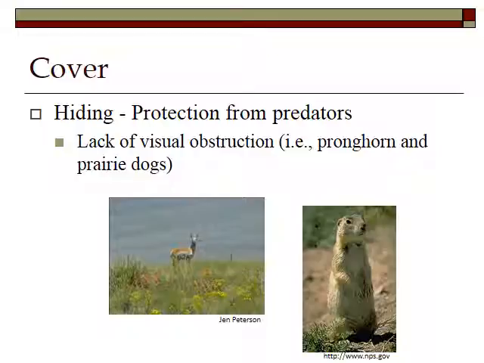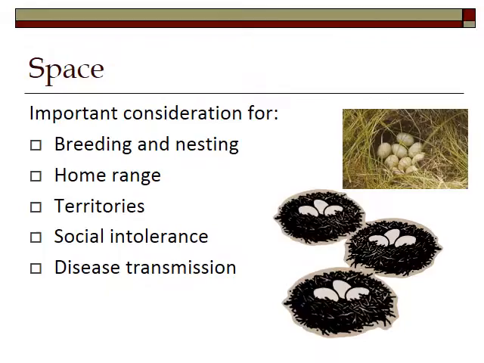So prairie dogs, for example, gnaw down all the vegetation right outside of their burrow, not because they're necessarily eating it, but just because they want to keep it low so they can see predators that are approaching.